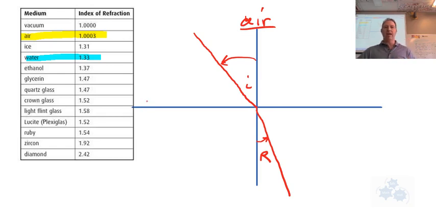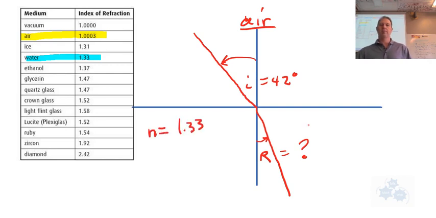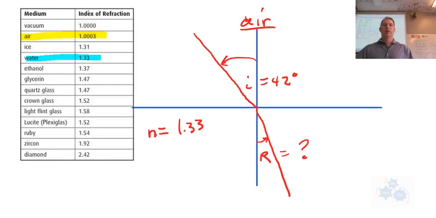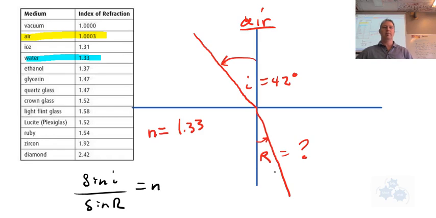Now, let's say that the angle of incidence here is, I don't know, let's say it's 42 degrees. And we want to find the angle of refraction. We don't know what that is. But we know that the n of the second medium is 1.33. So now that we know that, we can use Snell's law, because Snell's law says that sine of I over sine of R equals n, right? And so we can solve for R.